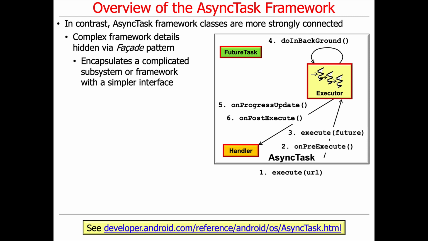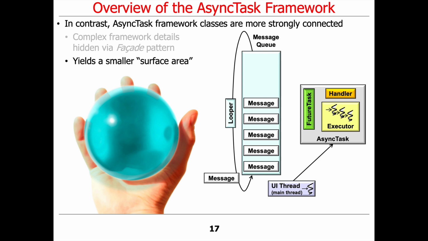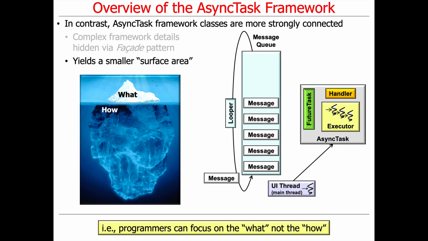Internally, the AsyncTask framework behind that facade is a complicated framework that does all kinds of things. It's got an executor pool, it's got a handler, it's got a future task, it's got a bunch of hook methods that it calls back, but you don't have to know all the internals, you just have to know how the interfaces work. As a consequence, it yields a nice small surface area where you just have to know the public interface rather than the implementation details, and it allows you to focus on the what, not the how.